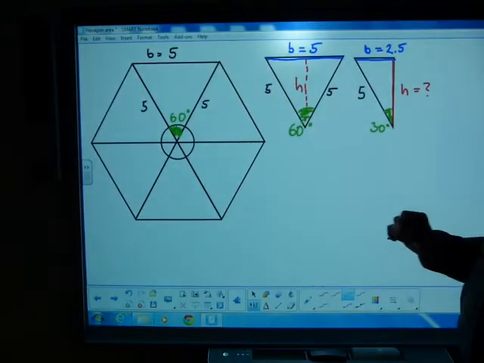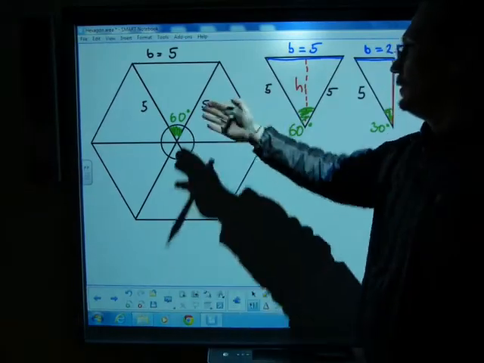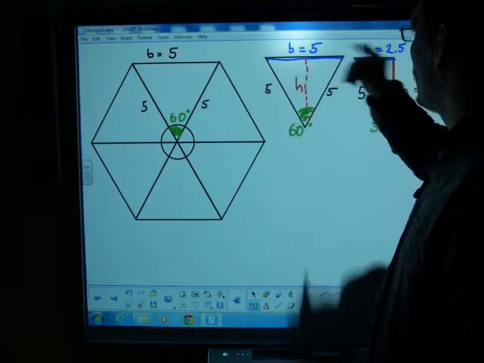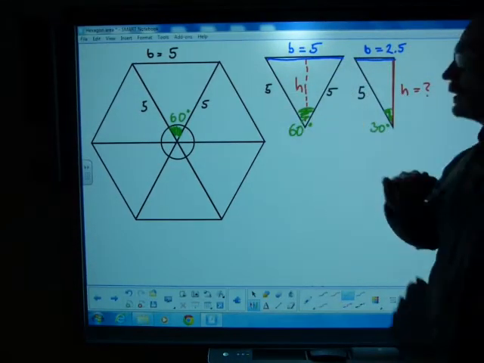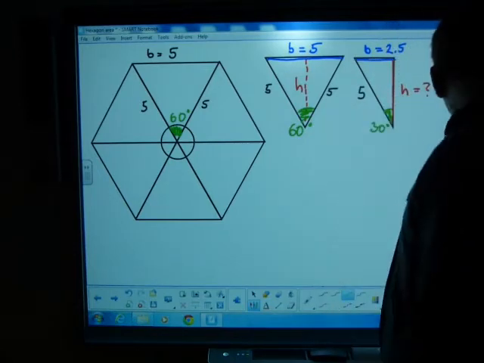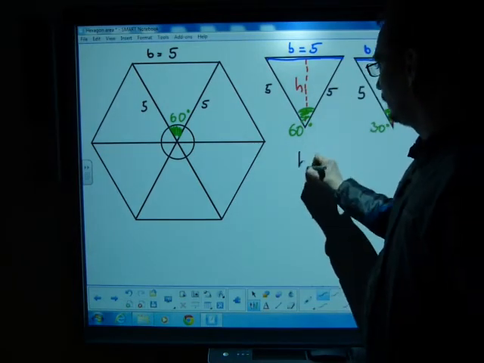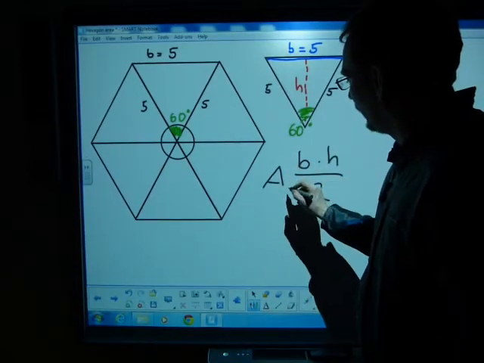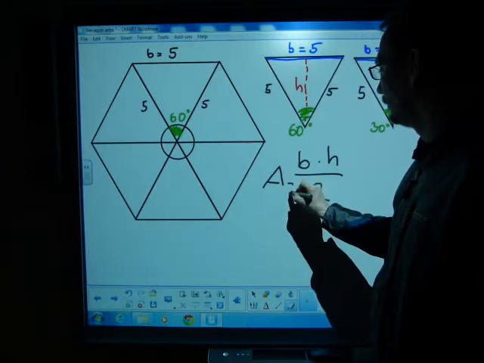So we have ourselves these triangles, this 60, 60, 60 equilateral triangle, which has a side length of 5 in every direction. One of the 5s has been singled out to become the base of this triangle that we're going to calculate. We can't really calculate the area of the triangle without the height, because it's base times height divided by 2.